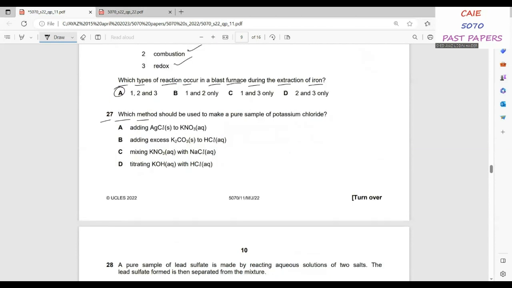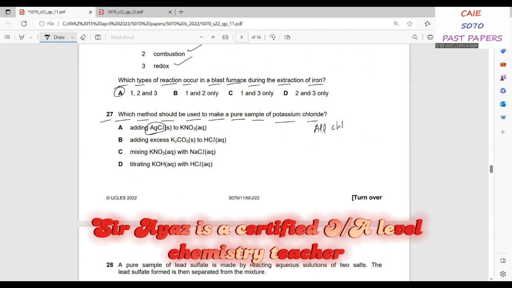27. Which method should be used to make a pure sample of potassium chloride? In A, we are adding AgCl to KNO3. We know that all chlorides are soluble except LMS. L means lead, M means mercury, S means silver. So the chloride of silver is insoluble. So you can't add insoluble silver chloride to potassium nitrate to make potassium chloride.